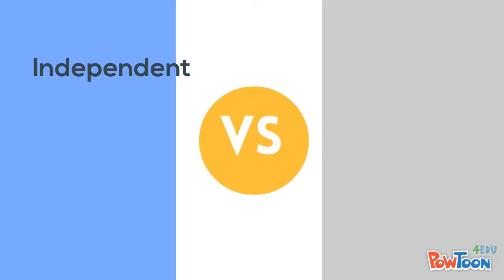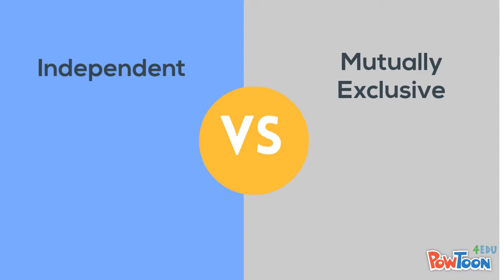Today we'll be looking at what it means to be independent in comparison to mutually exclusive within probability. We'll first look at independence, and then we'll look at mutually exclusive events and see that it is impossible for mutually exclusive events to be independent.